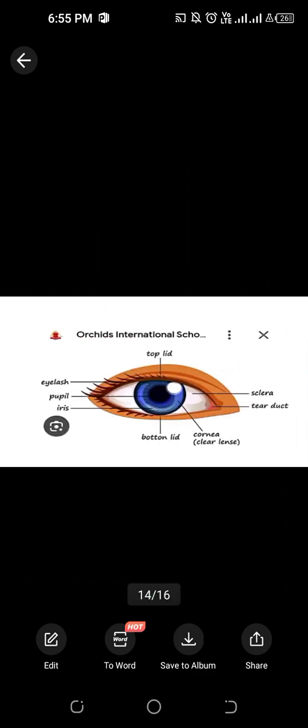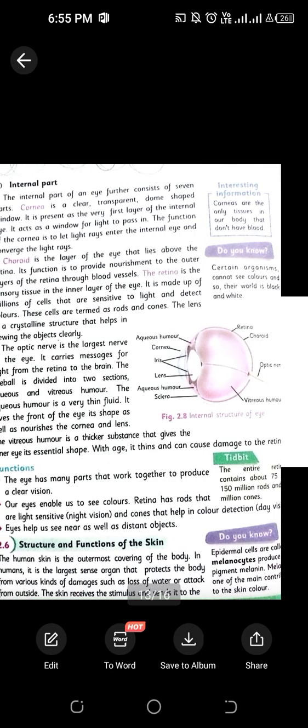objects. This is the eye. You can see the top lid, the sclera, the white portion, the tear duct from where we have the tears out, then the cornea, then the lens, then the bottom lid, eyelash, pupil, and iris.